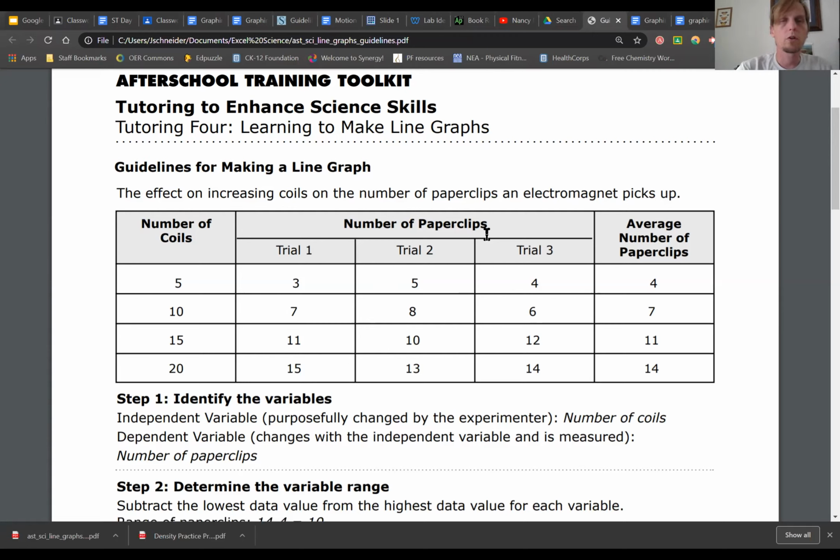So this is what we're going to do. We phrase it as the effect of increasing coils, that's the magnets, on the number of paper clips it can pick up. Number of coils: 5, 10, 15, and 20. This would be called the independent variable. We are choosing to do 5, 10, 15, and 20, and we're going to try each one 3 times.